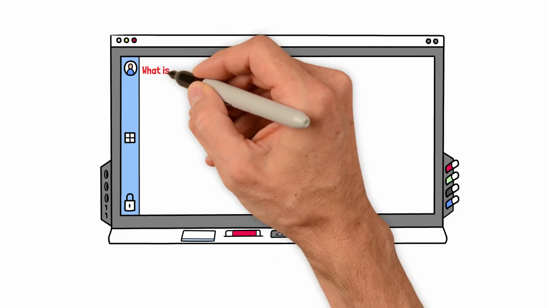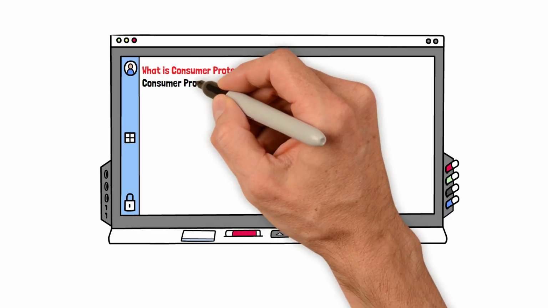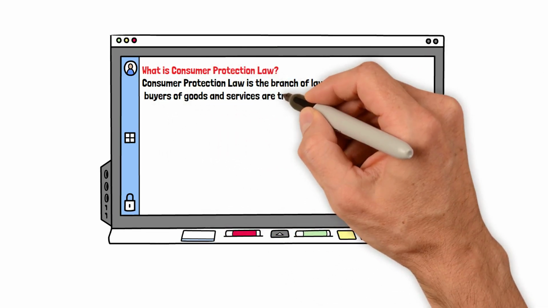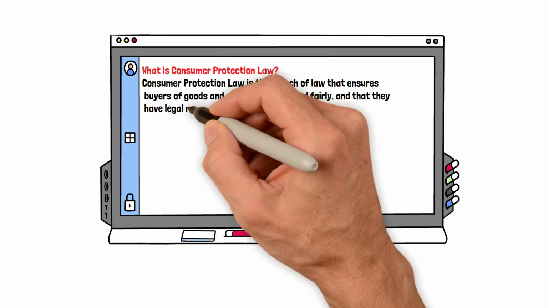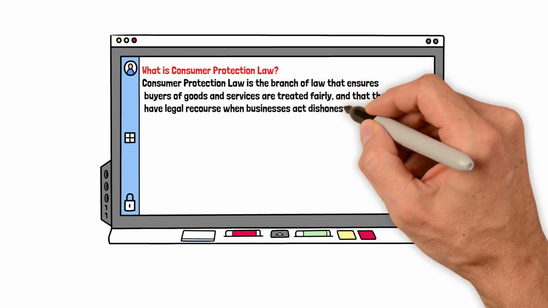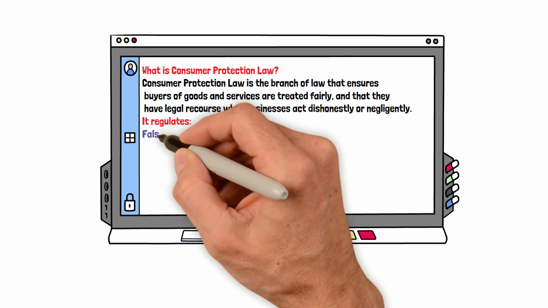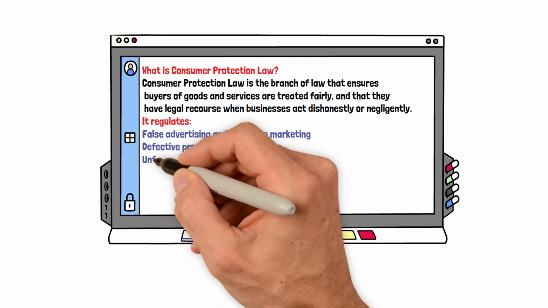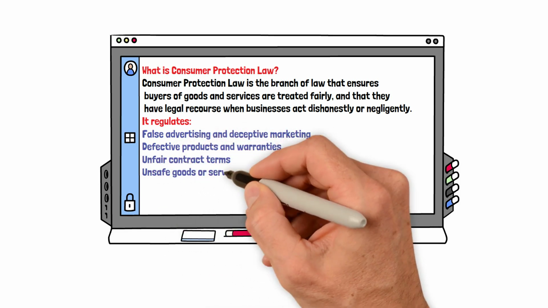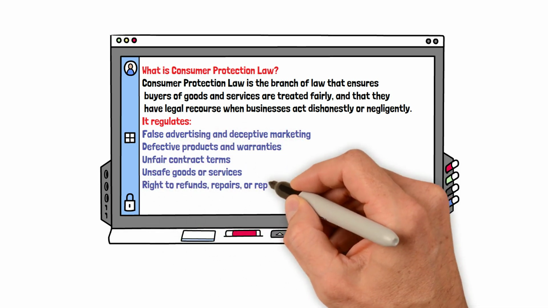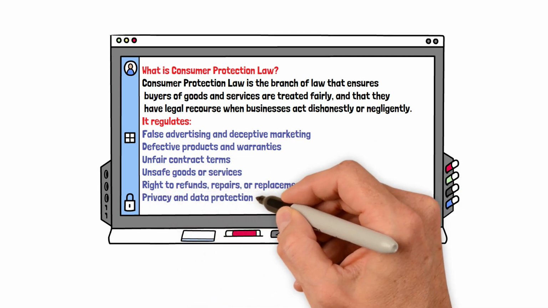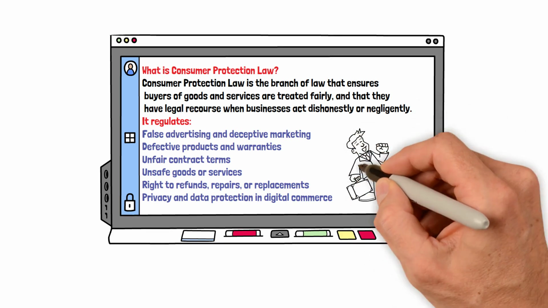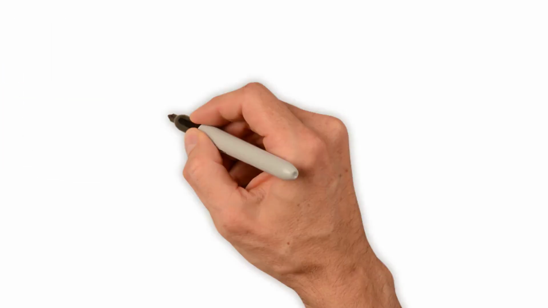What is consumer protection law? Consumer protection law is the branch of law that ensures buyers of goods and services are treated fairly and that they have legal recourse when businesses act dishonestly or negligently. It regulates false advertising and deceptive marketing, defective products and warranties, unfair contract terms, unsafe goods or services, right to refunds, repairs, or replacements, privacy and data protection in digital commerce. The aim is to ensure that consumers have clear rights and that businesses are held accountable for what they sell.